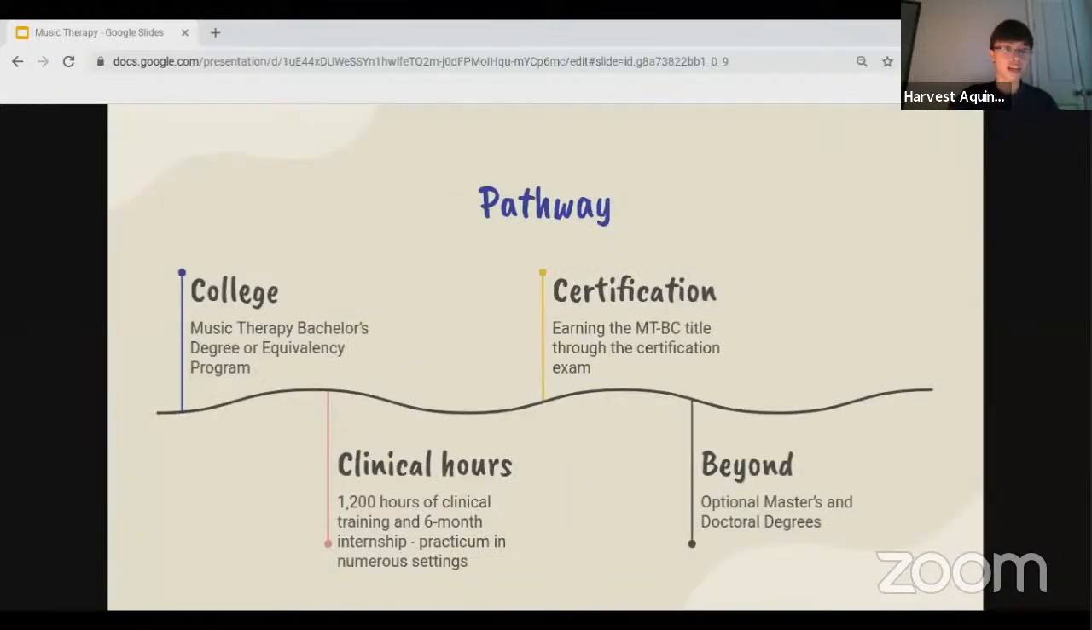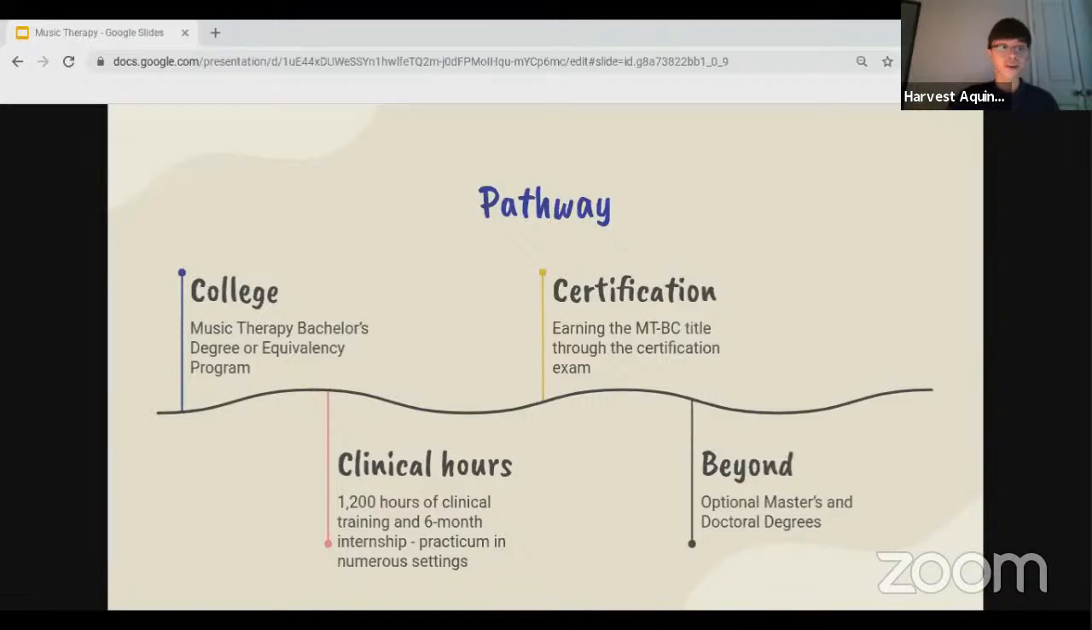Onto the training required to become a music therapist. The road to becoming an MTBC, which stands for Music Therapy Board Certified, starts with the completion of a music therapy bachelor's degree under an AMTA approved program, which focuses on musical foundations, clinical foundations, and of course, music therapy foundations. One commonly asked question is, can I pursue a music therapy major anywhere? Unfortunately, the answer is no, as there are a limited number of schools that offer these courses.